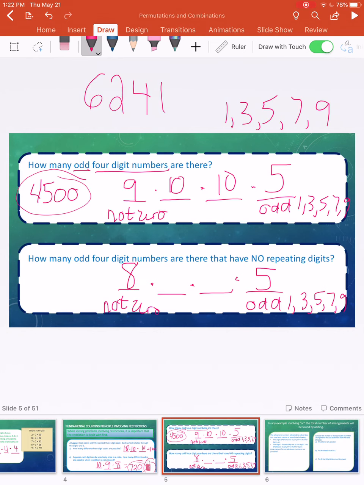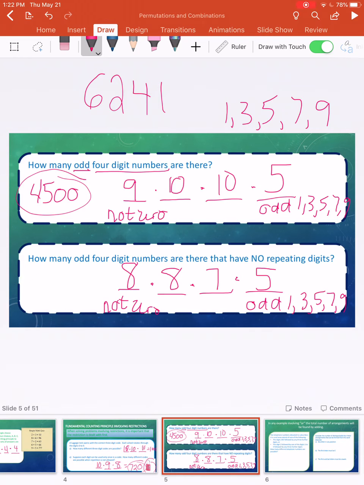For our second digit, we can have any number. However, we've already used 2 numbers, which means we have 8 to choose from. For our third digit, we can have any number. However, we have used 3 numbers, which means we have 7 digits to choose from.